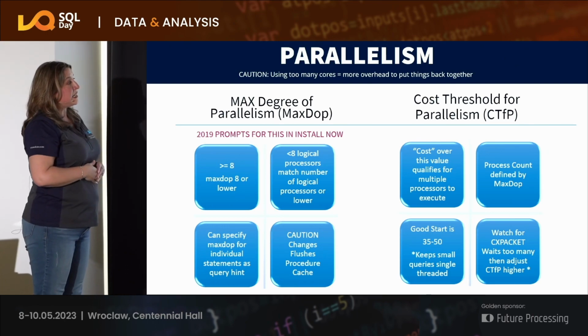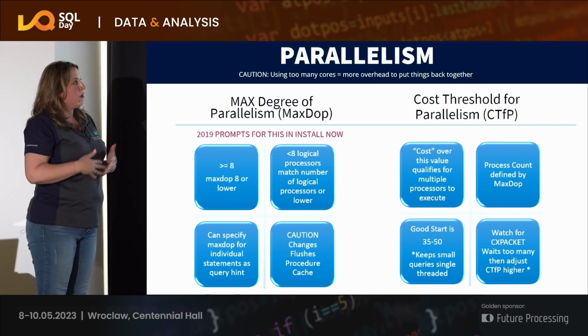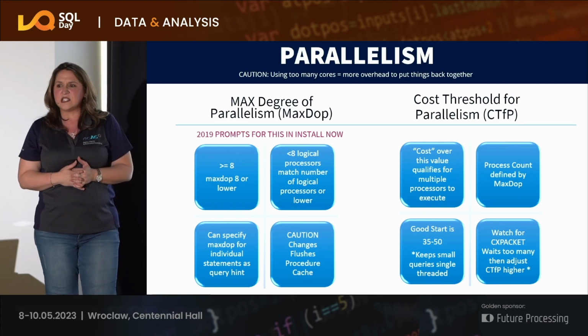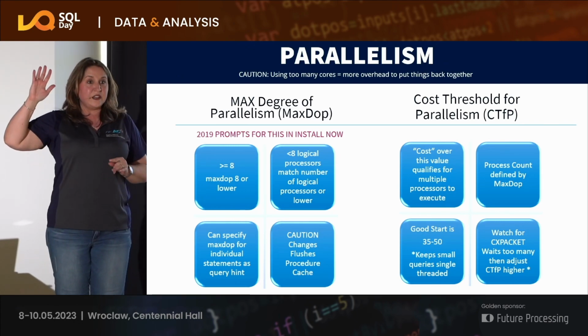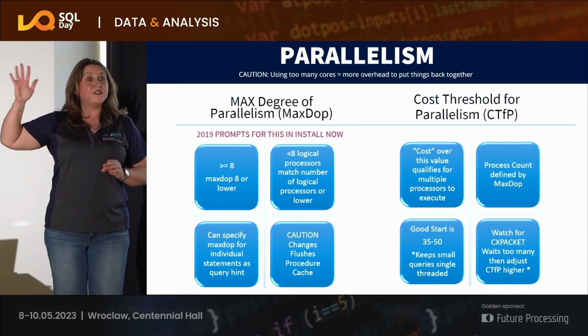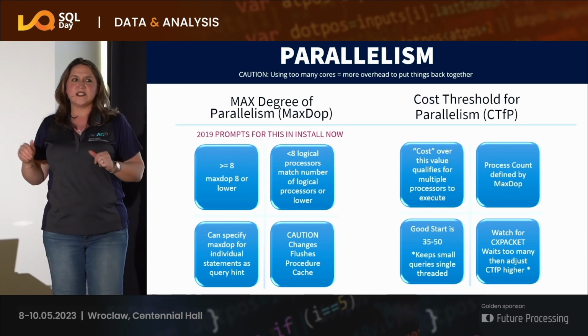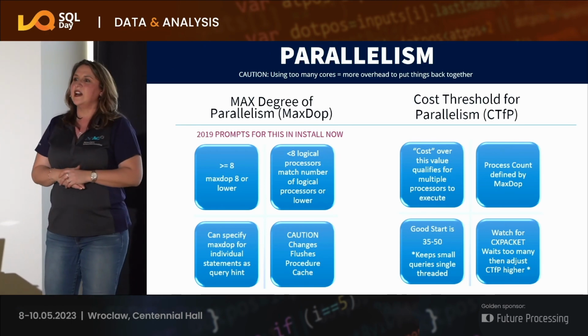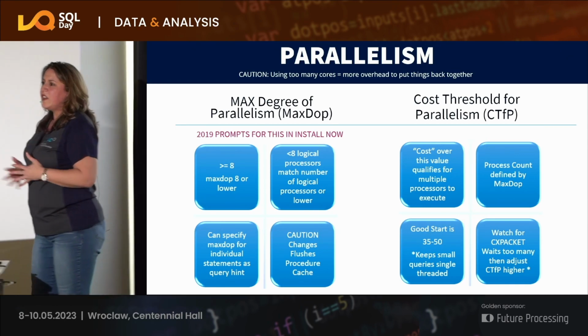So what happens is when something goes parallel, you see these things called CX packet waits. We've all seen those. Those are normal in your environment. The knee-jerk reaction is, oh no, I've got to change this. Too many things are going parallel. It's a good thing. You should go parallel.